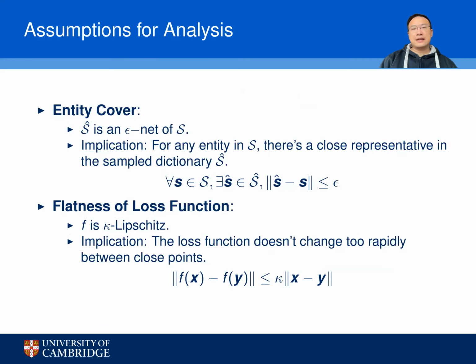Before we conduct the analysis, we should make some assumptions first. The entity cover: we will assume that S hat is an epsilon-net of S, which means for any entity in S, there is a close representative in the sampled dictionary S hat. So the distance between S hat and S will always be smaller than epsilon. The next assumption is the flatness of the loss function. We will assume that f is a kappa-Lipschitz function. So the loss function will not change too rapidly between two points.